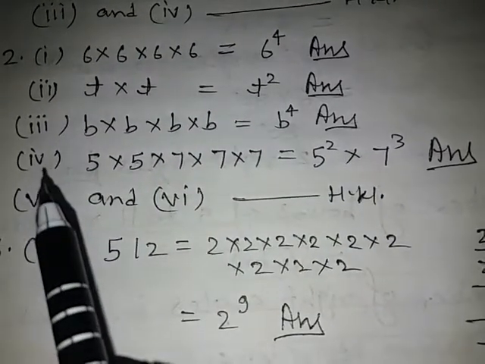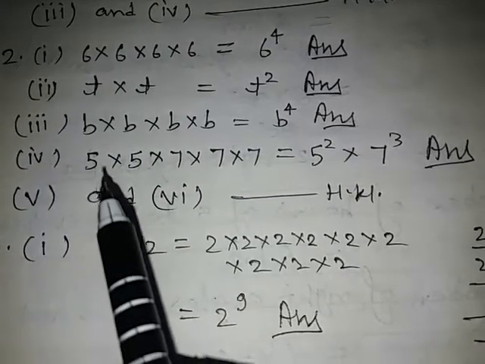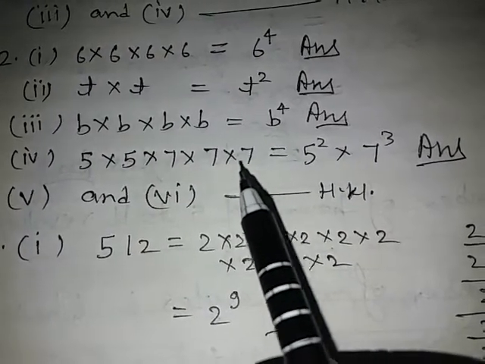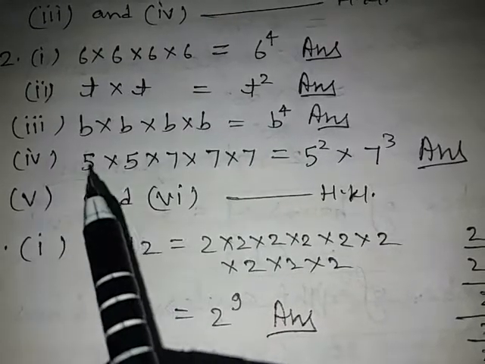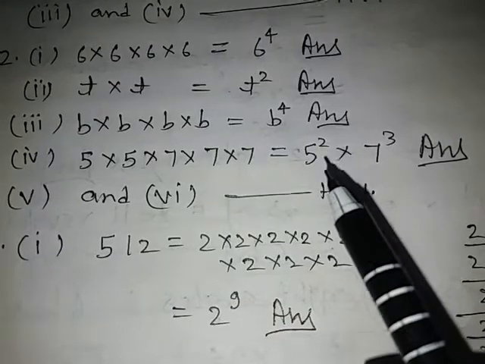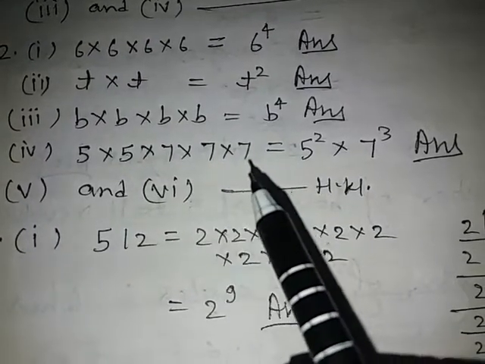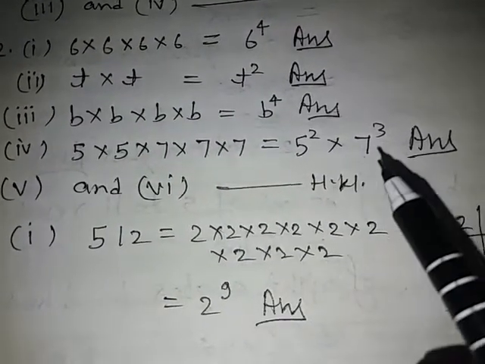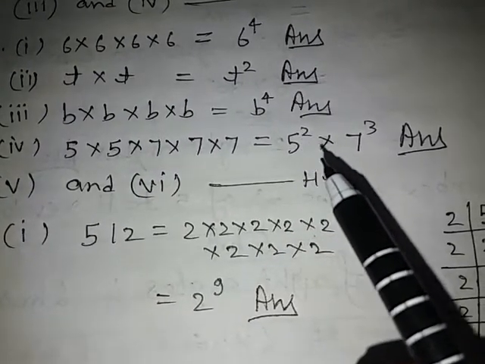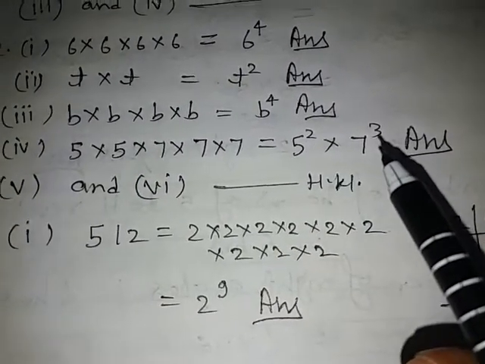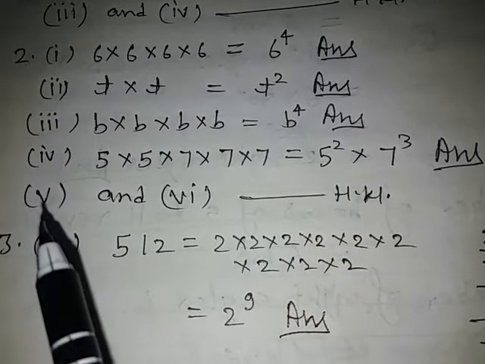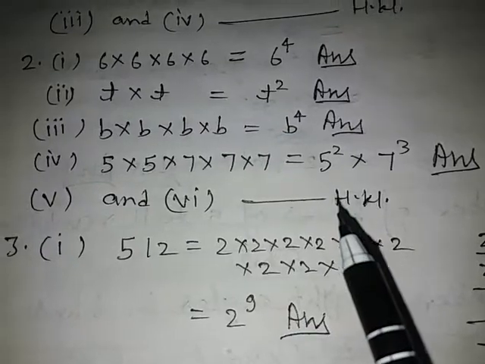Similarly, part 4 is given: 5 into 5 into 7 into 7 into 7. We can see here 5 is given 2 times, so we can write it as 5 to the power 2, into 7, which is given 3 times, so we can write it as 7 to the power 3. So the answer is 5 to the power 2 into 7 to the power 3. Similarly, you can solve parts 5 and 6 as homework.